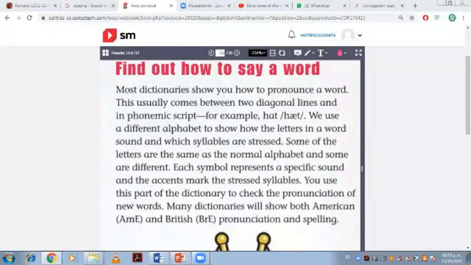Nosotros usamos diferentes alfabetos para mostrar cómo las letras en una palabra suenan y cuáles sílabas son donde se hace mayor fuerza. Algunas de las letras son de la misma forma del alfabeto y algunas son diferentes. Cada símbolo representa un sonido específico y los acentos marcan la fuerza de las sílabas. Tú puedes usar esta parte del diccionario para chequear la pronunciación de nuevas palabras. Muchos diccionarios te muestran ambas pronunciaciones y deletreos, el tema del inglés británico y el inglés americano.